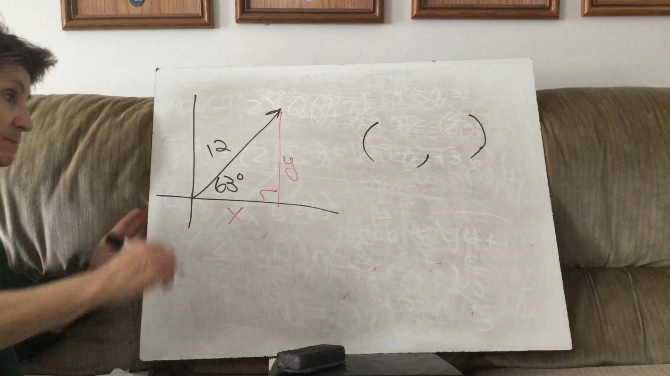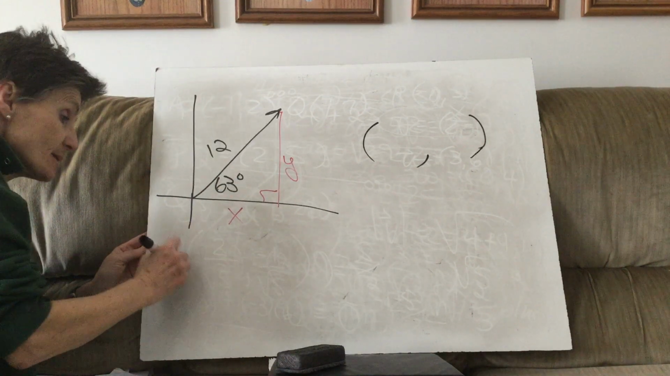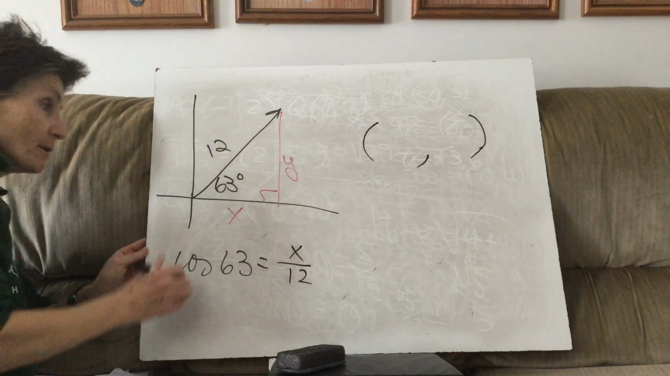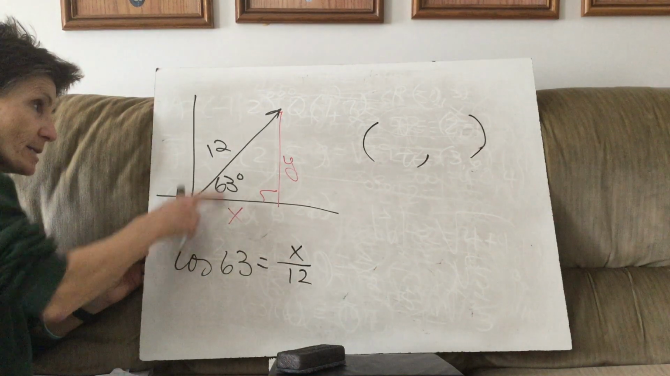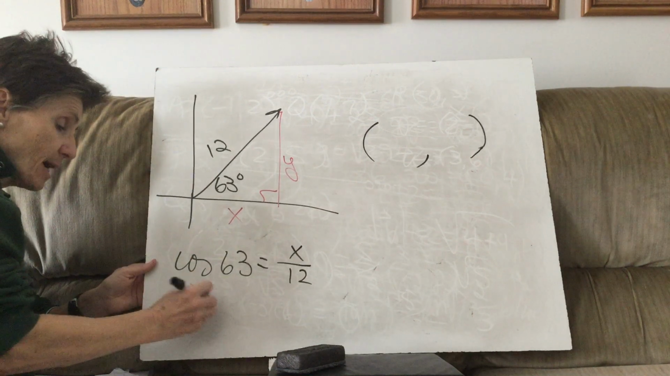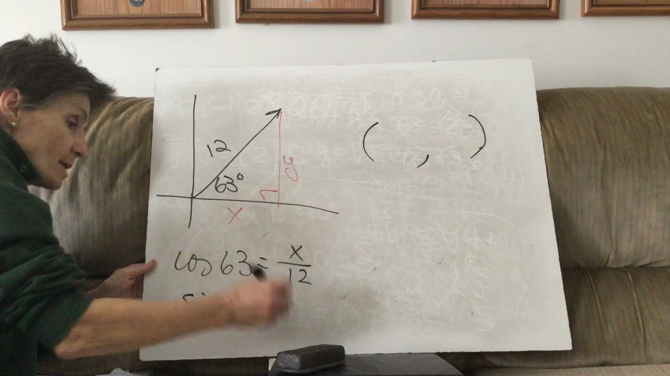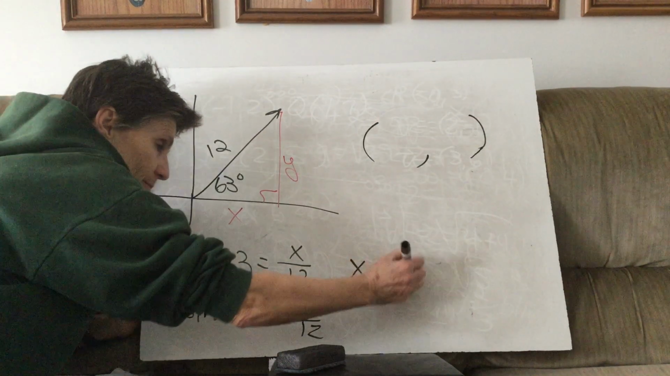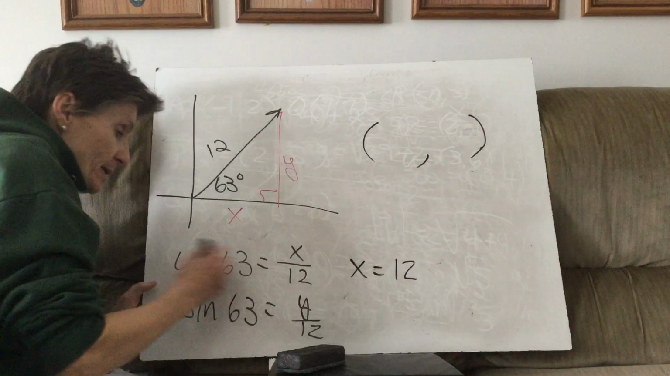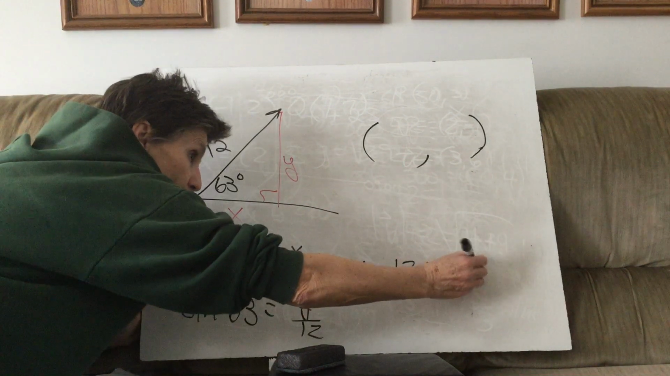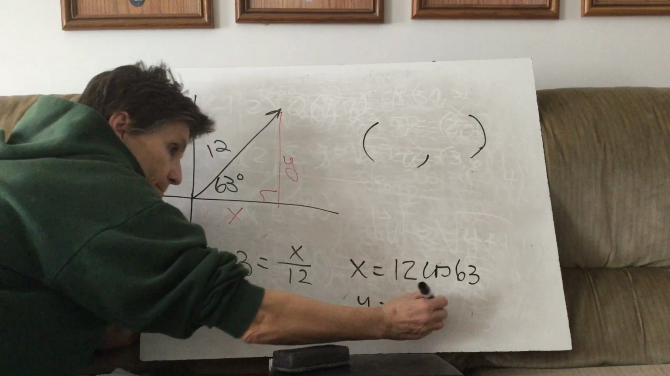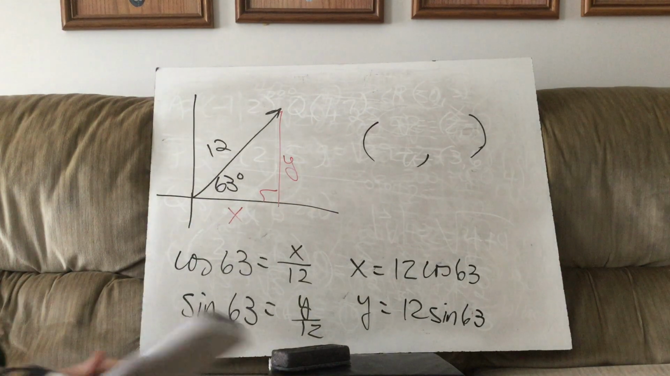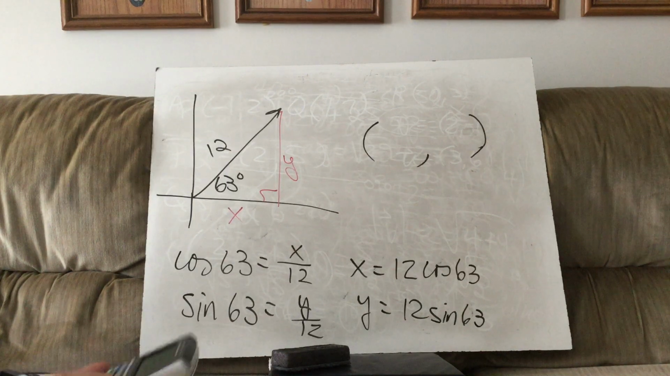So we've done this a couple times already. We're going to do sines and cosines. So cosine 63 equals adjacent over hypotenuse. And sine 63 equals opposite over hypotenuse. So then we'll multiply by our denominator, our 12. And that is going to give us our coordinates.